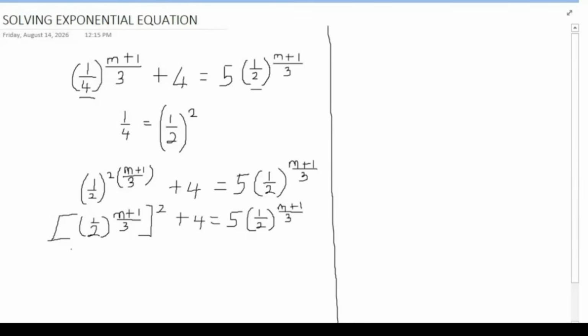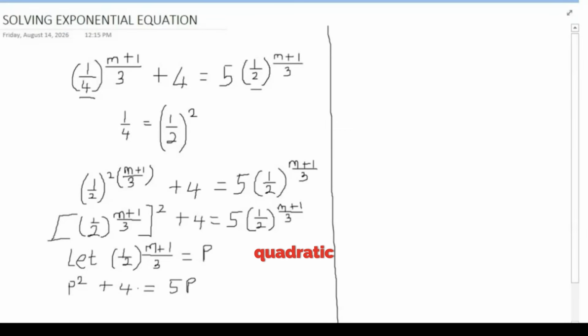Now we are going to let 1 over 2 to the power m plus 1 divided by 3 be equal to, let's pick a letter, let's say letter P. So that this exponential equation that we have here will become P squared plus 4 equals to 5P. Can you see this has turned to a simple quadratic equation?